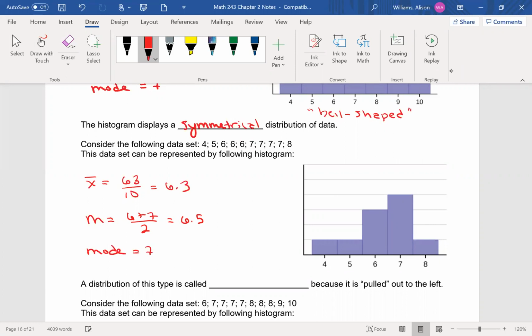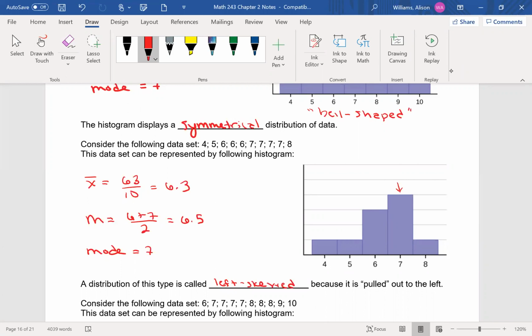One nice thing, by the way, about the histogram is I can see the mode right off the histogram. It's the highest group, right? So the rectangle representing the highest group, that's the mode right there. This type of distribution is called left skewed, or skewed to the left. Wow, helps if you spell skewed right. There we go. Left skewed.